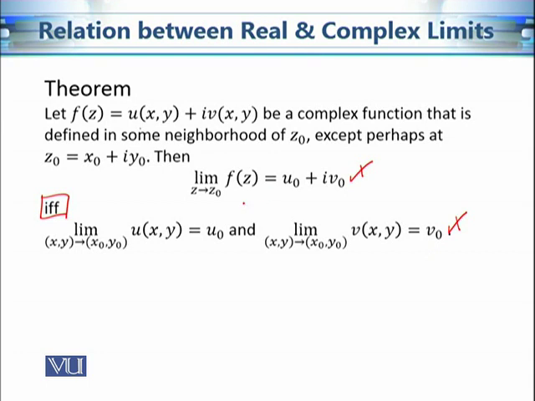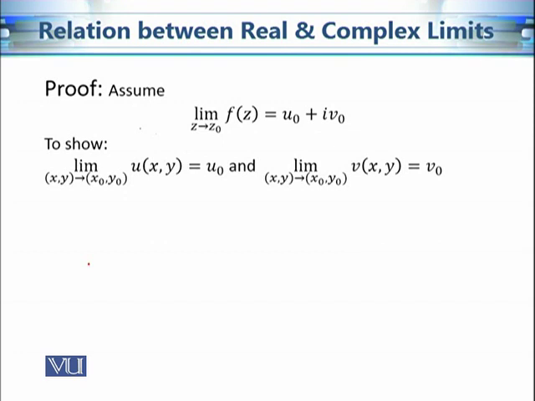Okay, so of course, the way we are going to prove this result is based on the definition of this if and only if. So it means we are going to first assume that this first statement is true. In other words, the complex limit of this complex valued function is u naught plus iota v naught, and then we are going to prove that these two limits are u naught and v naught. Of course, when we say that this limit exists, it means that it satisfies the definition of limit of a complex valued function that we have discussed in our earlier discussions.